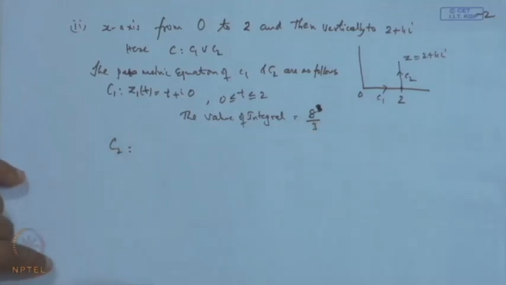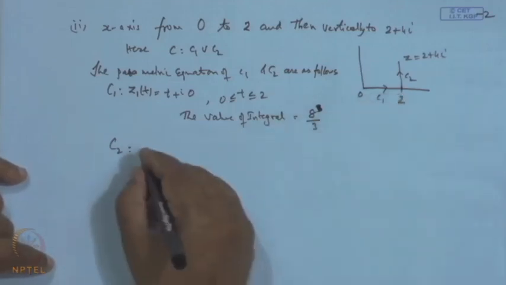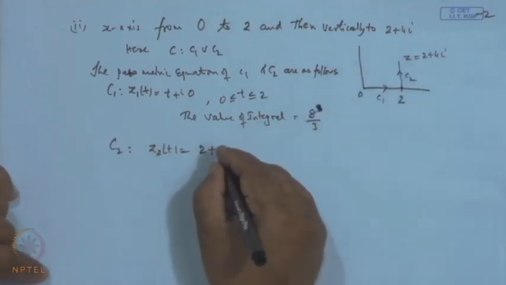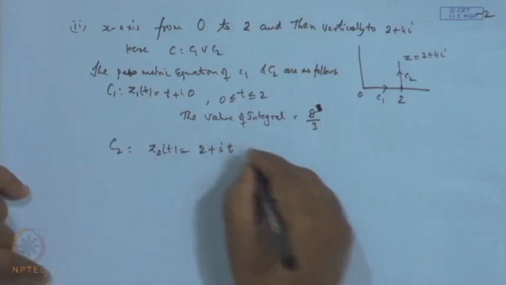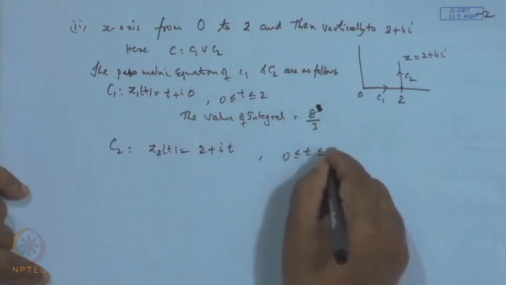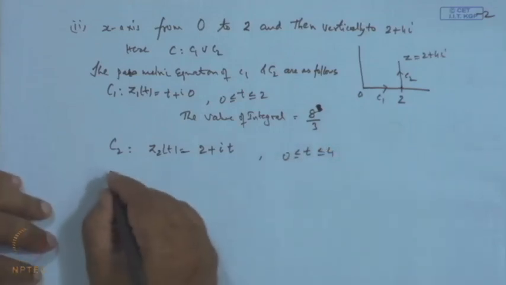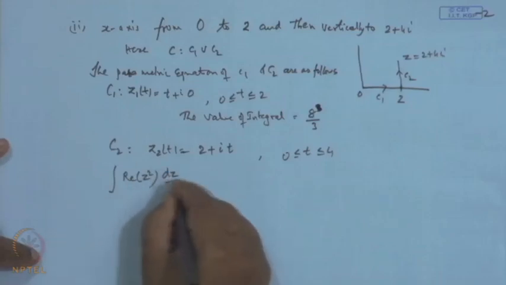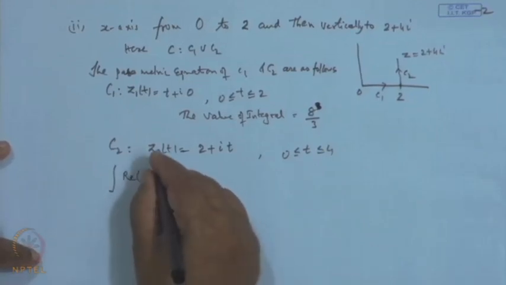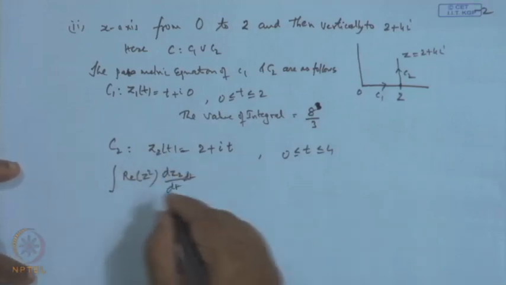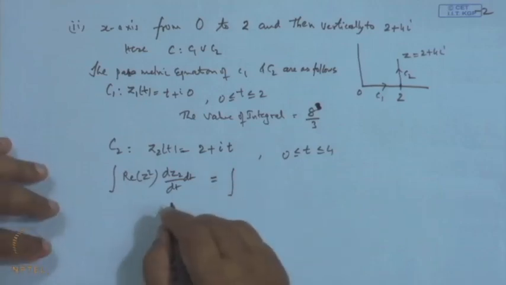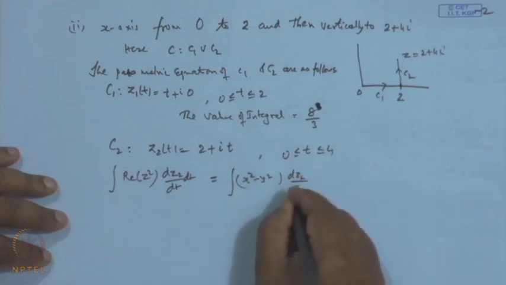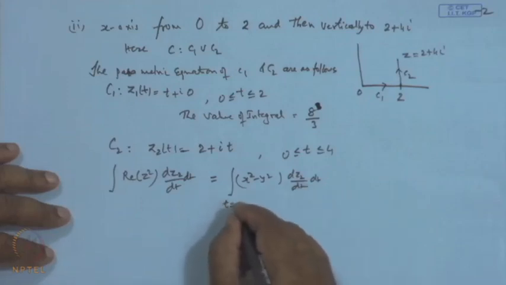Then C2 is the path going vertically. So the x coordinate is 2, and z2(t) is 2 plus i t, where t ranges from 0 to 4. Okay. So in the integral, the real part of z squared, dz2 by dt dt, we get the real part of z squared, x squared minus y squared, times dz2 by dt dt, and then t varies from 0 to 4.